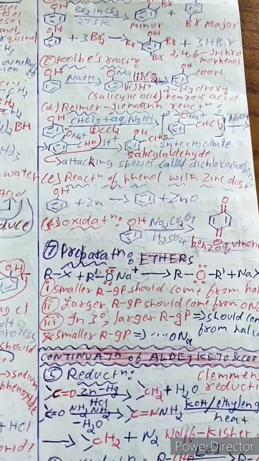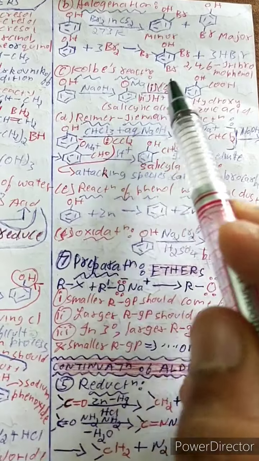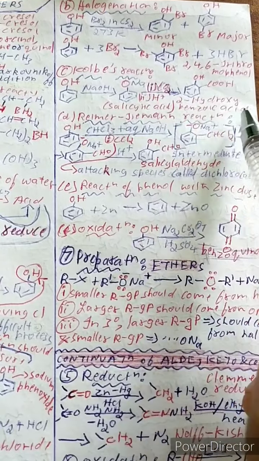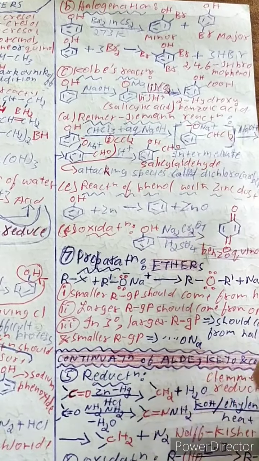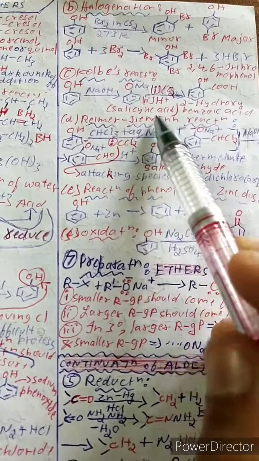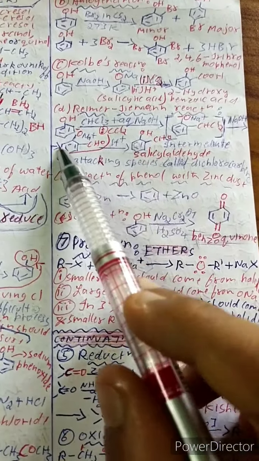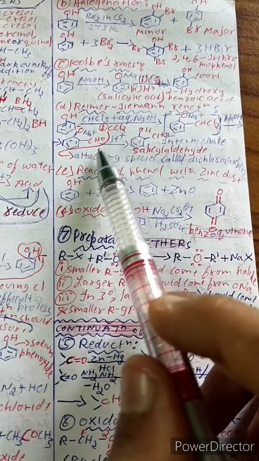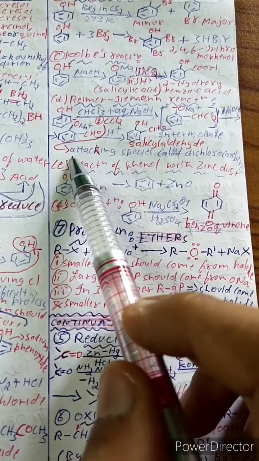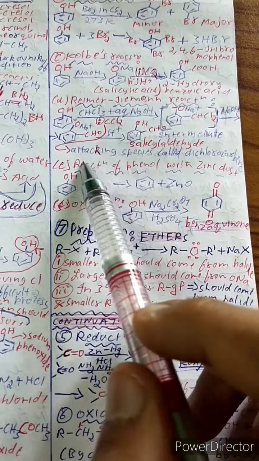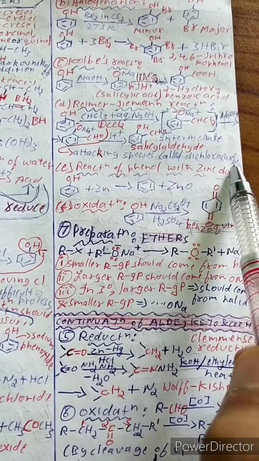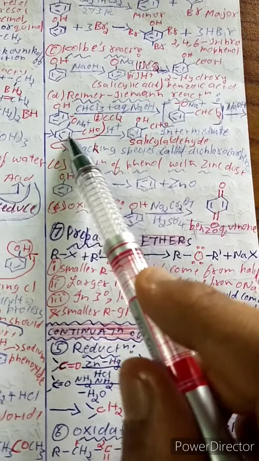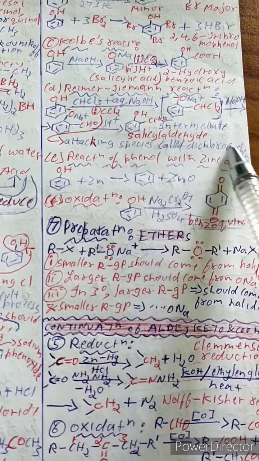Kolbe's reaction: phenol in the presence of NaOH gives sodium phenoxide, and in the presence of CO2 and H plus gives 2-hydroxybenzoic acid, that is salicylic acid. Reimer-Tiemann reaction: phenol in the presence of CHCl3 plus aqueous NaOH. You need to know that dichlorocarbene is the attacking species. It forms an intermediate in the presence of NaOH, which in the presence of H plus gives salicylaldehyde.